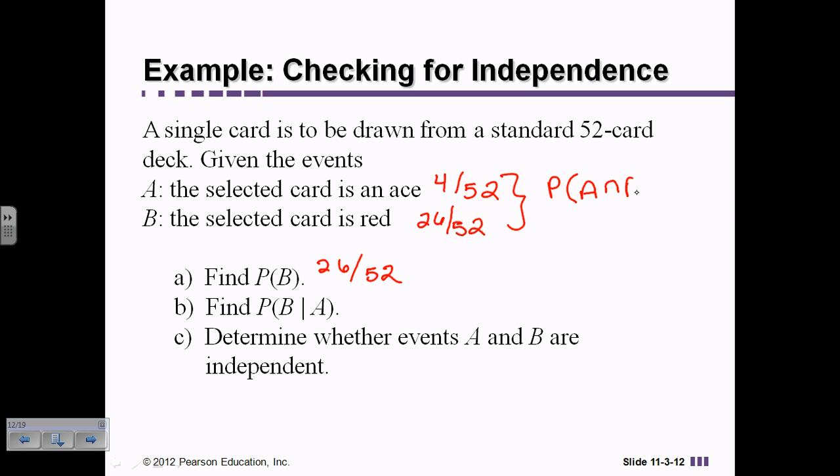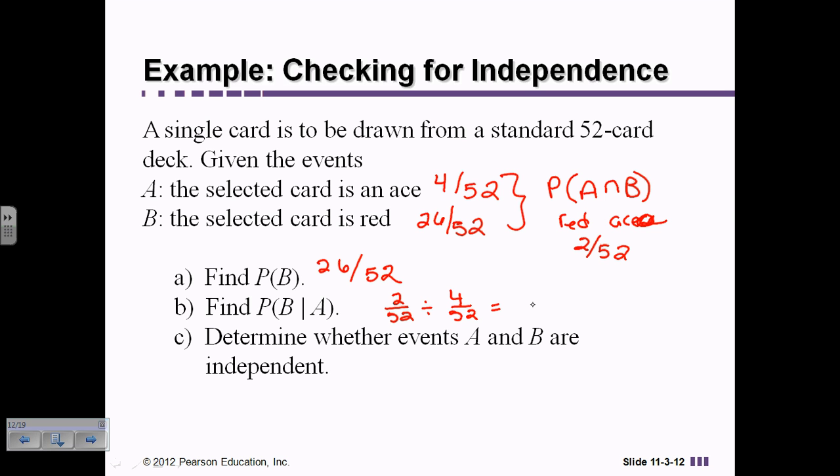intersect B. So I need to know how many red aces there are. So there are 2 red aces out of a possible 52 cards. So the probability of A intersect B is 2 out of 52. And I want to divide that by the probability of A, which is 4 out of 52.